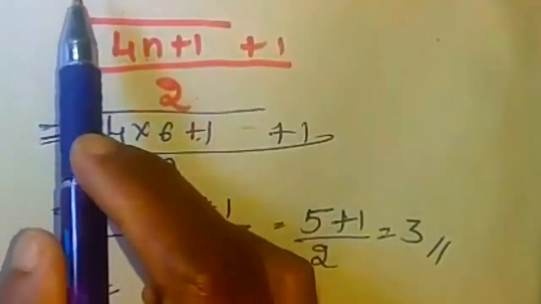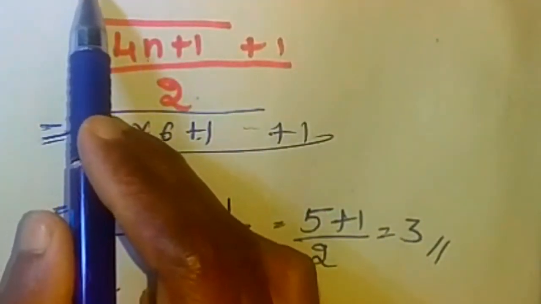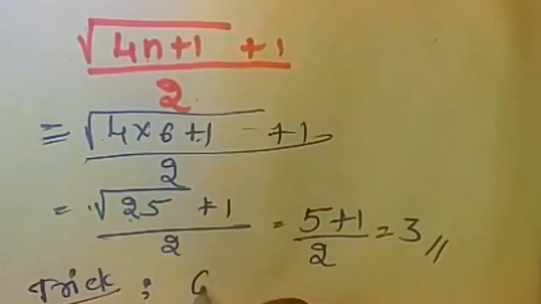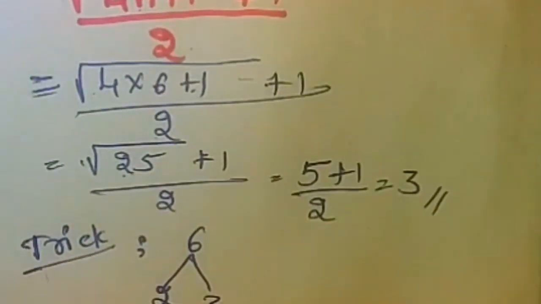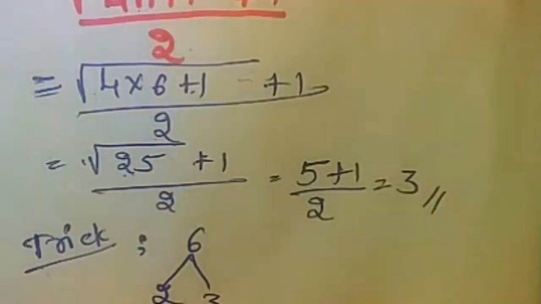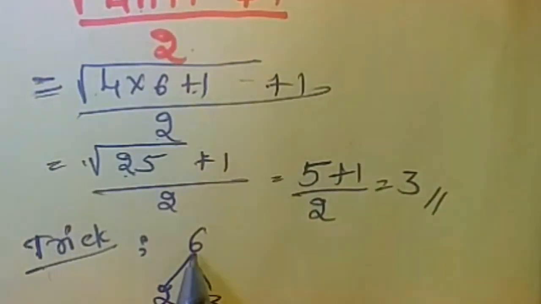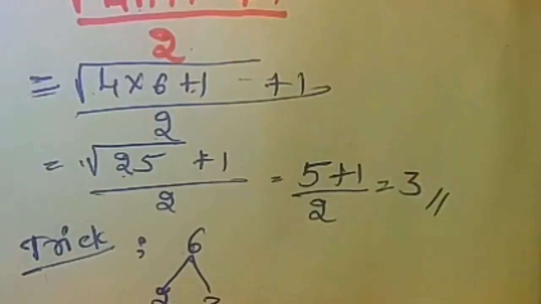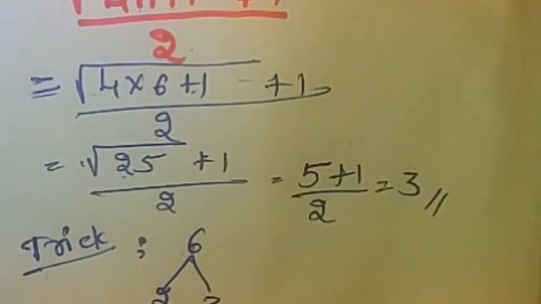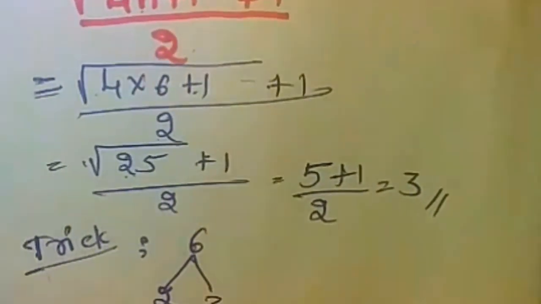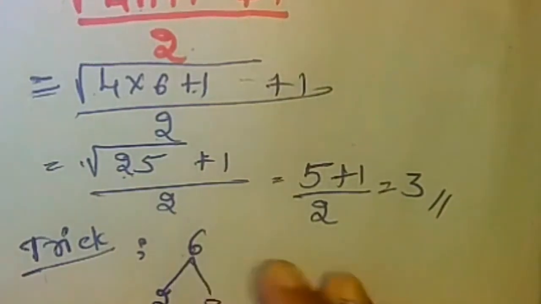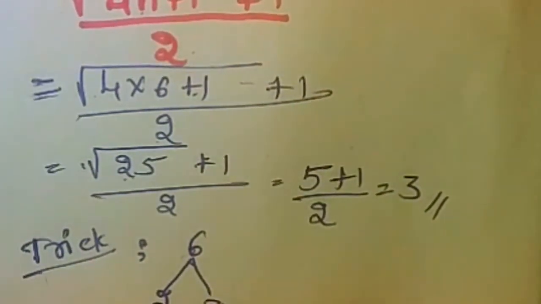you have to find the factors for this 6. Factors for 6 are 2 into 3, 6. Yes or no? So now there is a condition. The factors which we are getting, when we subtract these two, the difference is 1. Okay. So 2 minus 3, how much will we get? 1 only. Okay, the difference is 1.